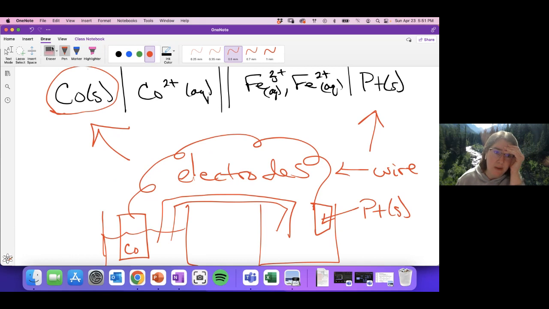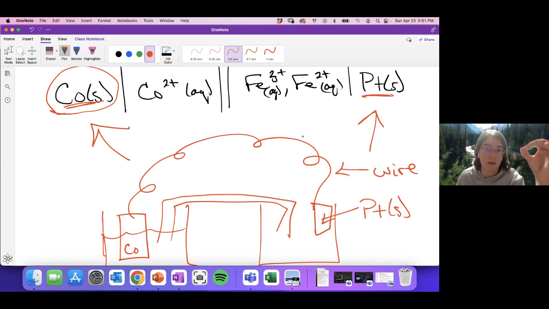So anyway, my electrodes are these things on the far end. Whatever's solid here are my electrodes. It's what we're going to physically attach the wire to.